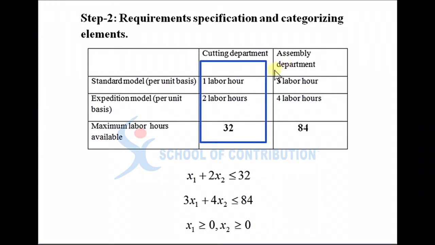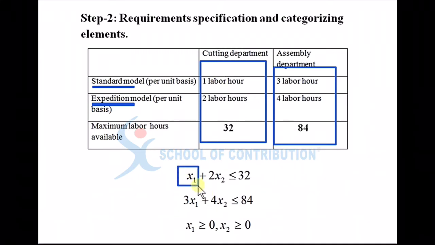Okay, this is our first constraint for the cutting department and this is our second constraint for the assembly department. We know that the company sells x1 units of standard model and x2 units of expedition model. Each unit of standard model requires 1 labor hour from the cutting department, so this is 1 multiplied by x1, and each unit of expedition model requires 2 labor hours from the cutting department, so 2x2. In the cutting department the maximum labor hours available is 32, and that should not be exceeded. That means less than or equal.